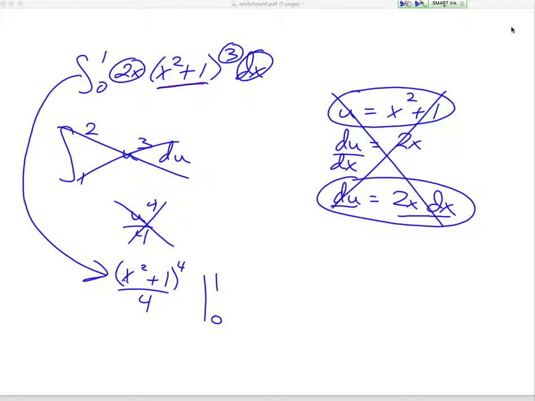Now all I have to do is plug in 1 and 0. I'm going to put this 1/4 out front so I don't have to mess with fractions. So I stick the 1 in there. 1 plus 1 gives me 2. Then I stick the 0 in there. And 0 plus 1, sorry, that's not 2. What should that be? 16. Should be 16, and then that's going to be 1. So we end up with 15 over 4. That's all you do. That's it.